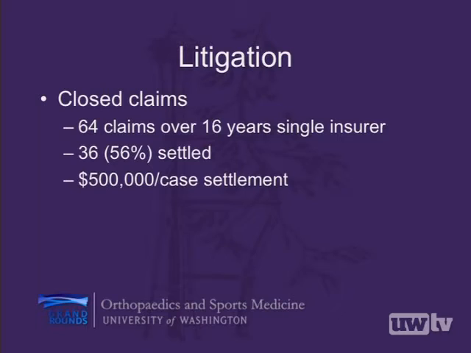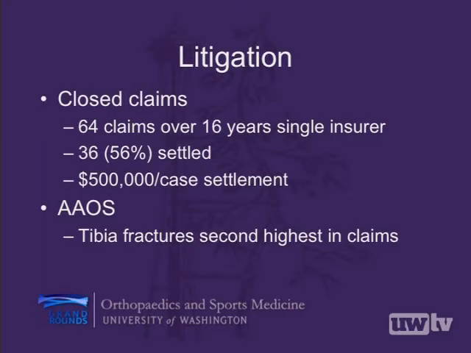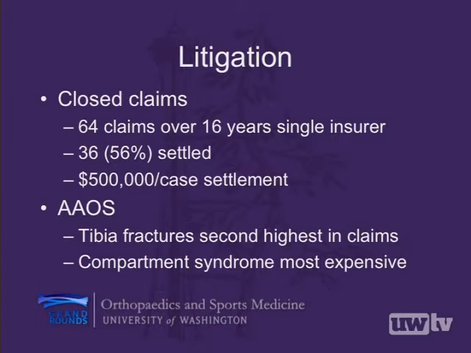The Academy in the mid-90s also put out some risk management guidelines. Second to spine surgery, tibia fractures were the second highest in claims across our entire specialty. Those associated with compartment syndrome are most expensive, averaging about $900,000 per settlement. Factors associated with going to litigation were poor patient communication, not obtaining a vascular consultation, incomplete release of compartments, or delay in diagnosis from the first onset of symptoms.